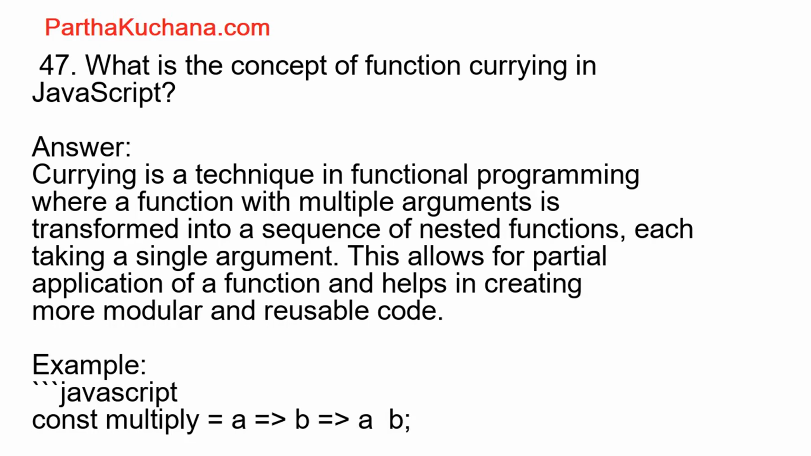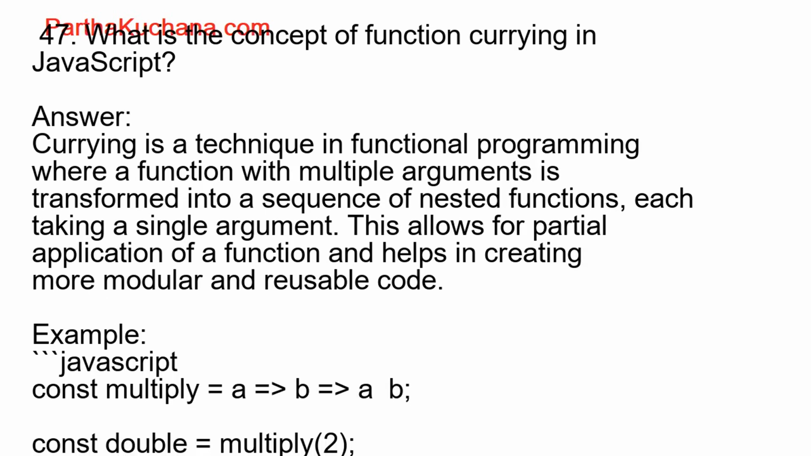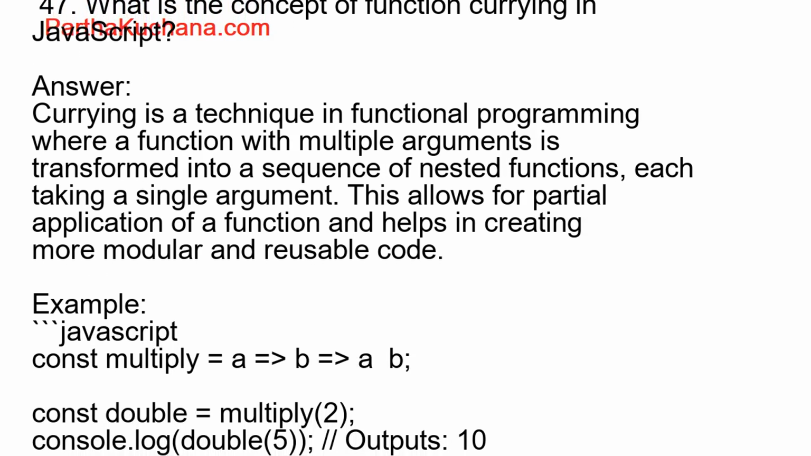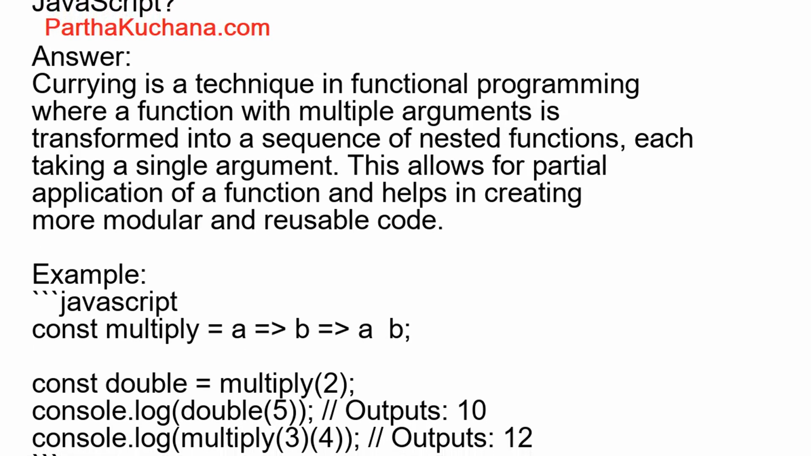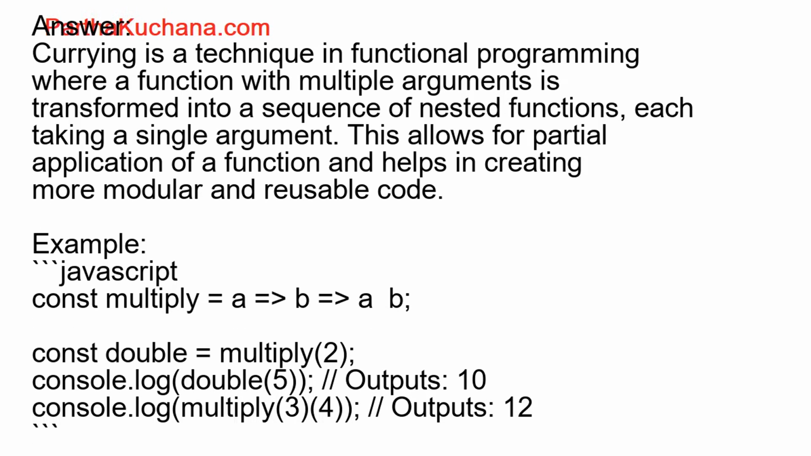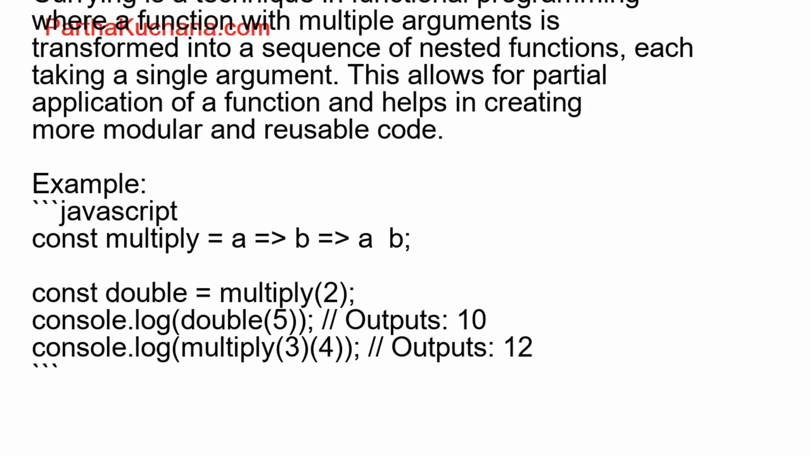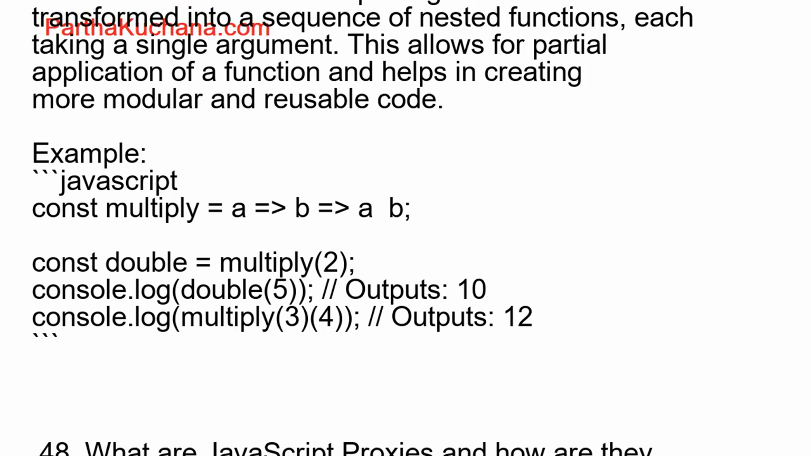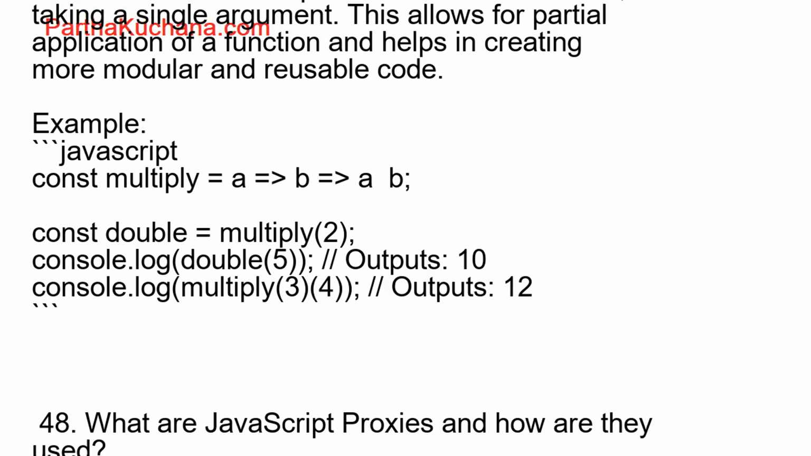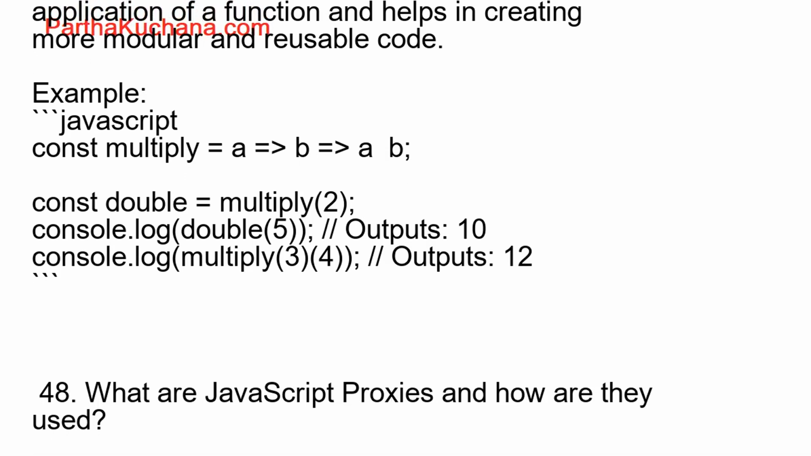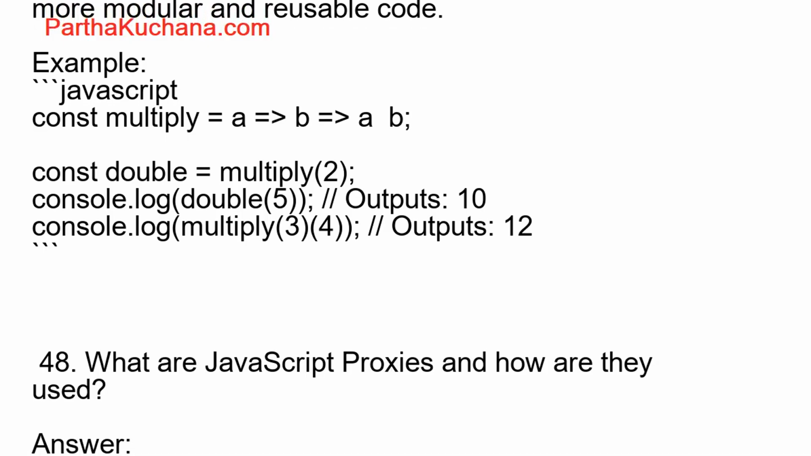Example: JavaScript. const uniqueKey = Symbol("key"); const obj = { [uniqueKey]: "value" }; console.log(obj[uniqueKey]); // outputs: value. console.log(Object.keys(obj)); // outputs: []. Symbol properties are not included in Object.keys.